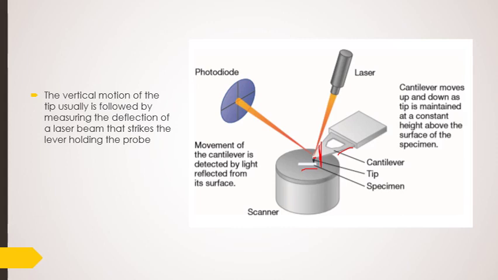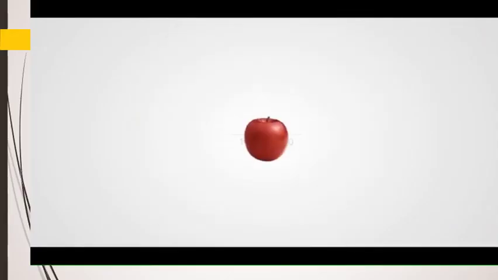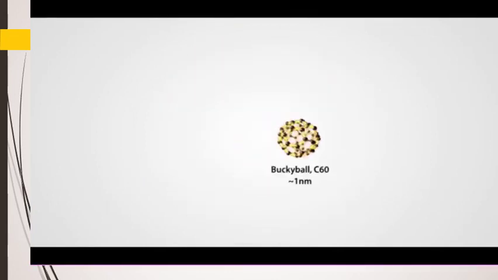A laser beam directed at the cantilever is used to monitor these vertical movements, and light reflected from the cantilever is detected by the photodiode and used to generate an image of the specimen. For further illustration, I've attached an animation of the atomic force microscope here. Atomic force microscope. It lets you see things that are very, very small, all the way down to the nanoscale.